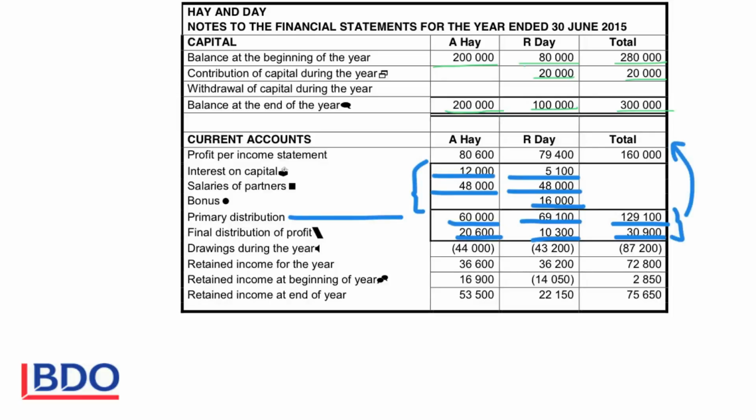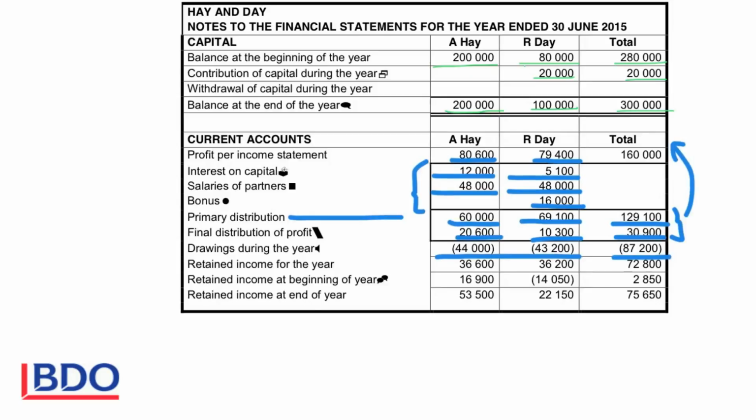I will take the 69,100 plus the 10,300 and show that out of the total profit of 160,000, Day will receive 79,400. And 60,000 plus 20,800, Hay will receive from the total profit 80,600. Then we will deduct the drawings during the year, so the 44,000 and 43,200, and show that the total drawings, 44,000 plus 43,200, is 87,200.